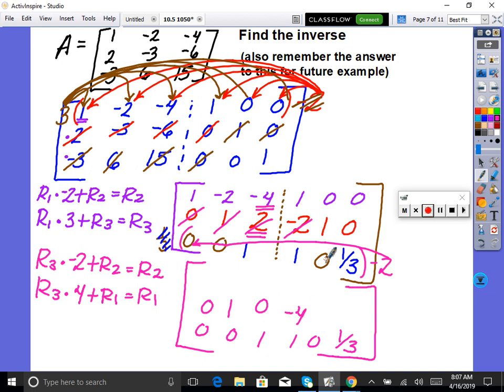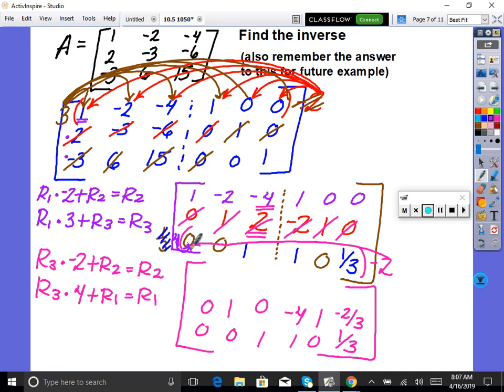Negative 2 times 0, 0 plus 1 is 1. Negative 2 times a third is negative 2 thirds. Negative 2 thirds plus 0 is negative 2 thirds. So I've done that. Changing to purple. Okay, let's go. We're taking row 3, timesing it by 4 now.